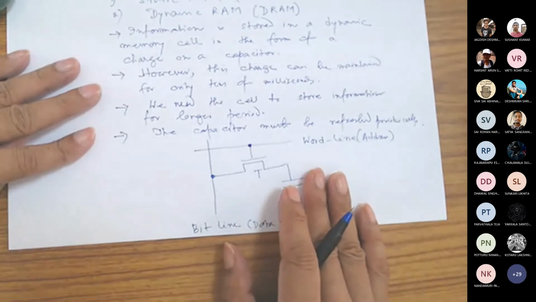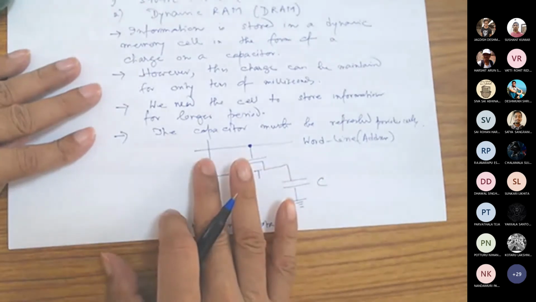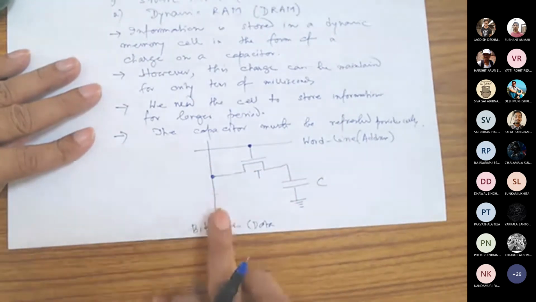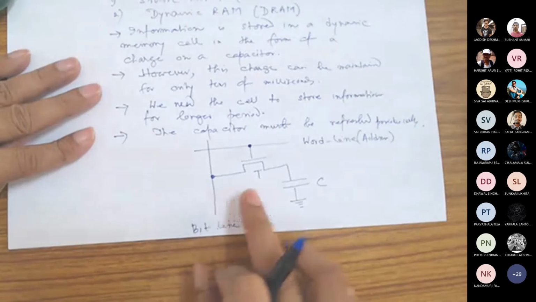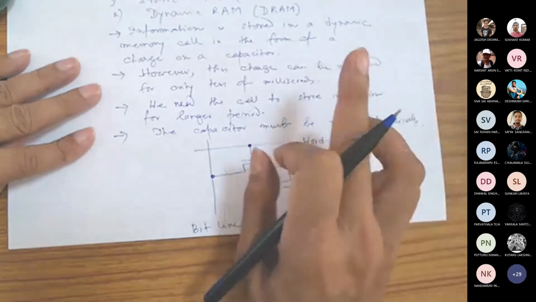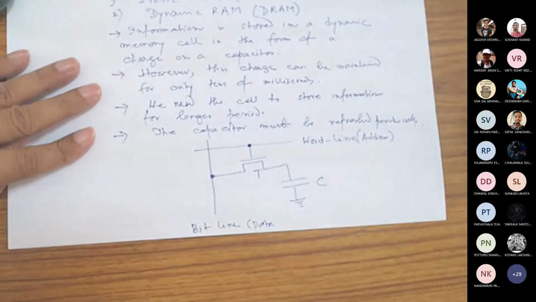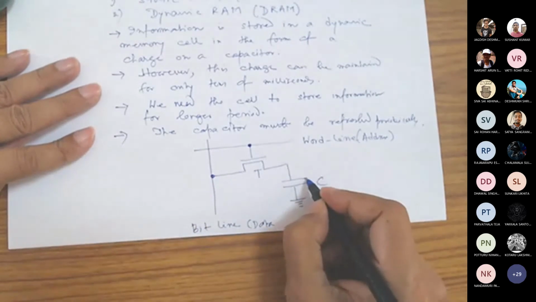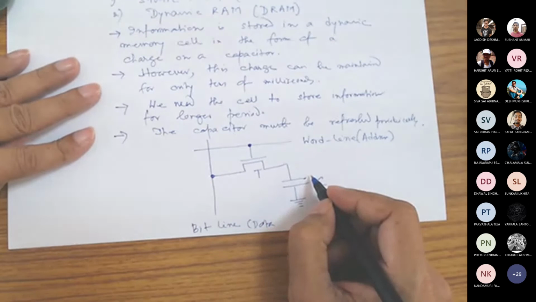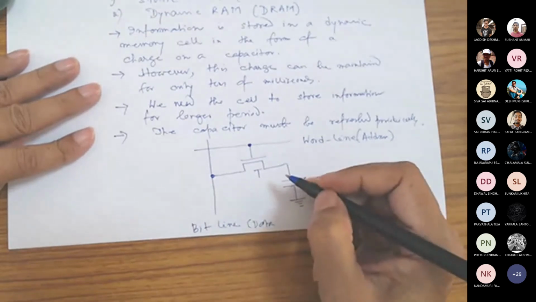But once it is charged, you can withdraw this voltage. You do not need to hold this voltage. You can also switch off this word line. By the characteristics of the capacitor, it will start discharging.